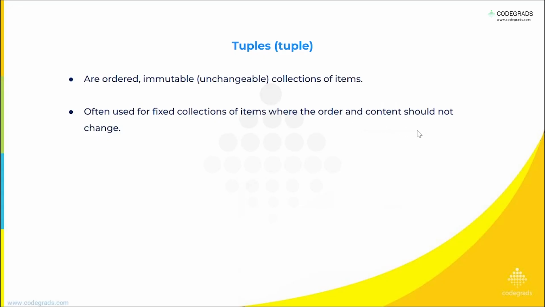So they are an ordered, unchangeable collection. Tuples are like lists but cannot be changed. So that is tuples, and they are generally considered fast as compared to lists as they are immutable. So they are fast compared to lists.